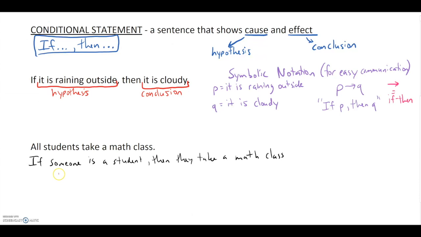So in this statement, our hypothesis would be P equals a student. And our conclusion, Q, would equal take a math class. And now we have a structure that allows us to work with these statements in multiple ways, which you will see when you expand upon your knowledge of conditional statements in the lessons that follow after this one.